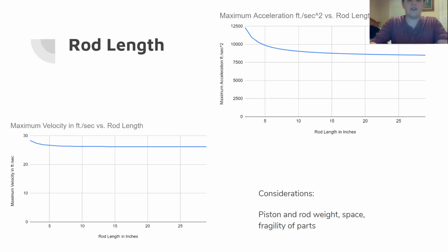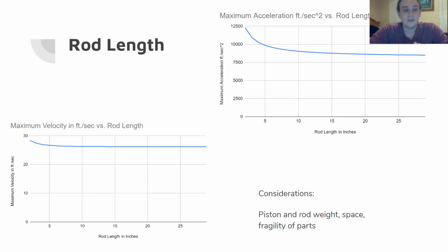Some other considerations for lengthening the rod are the weight of the piston and the rod. As the rod gets heavier from being longer, you're going to need more force to move it, which will actually require more fuel. The module didn't ask us to map that out, but you would have to consider that before making any final decision on rod length.